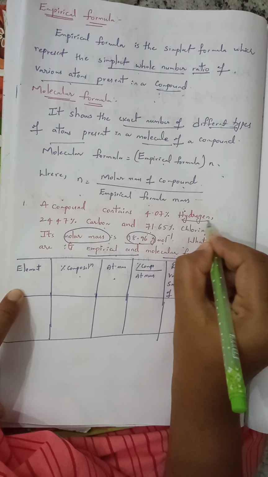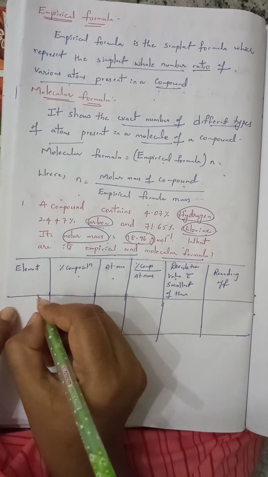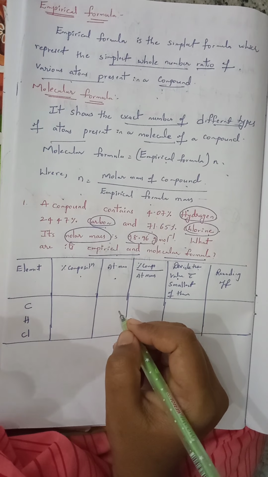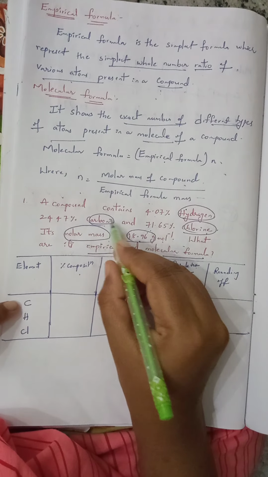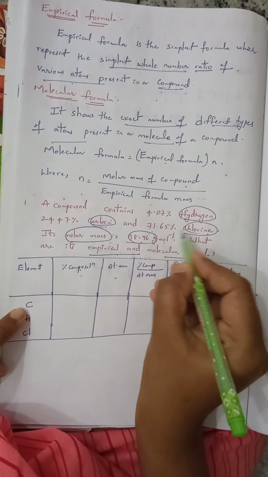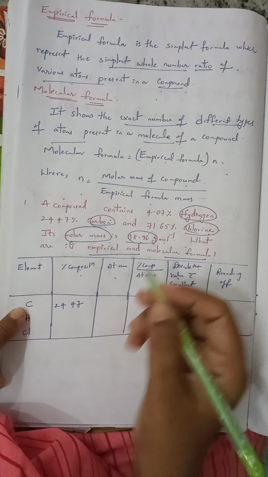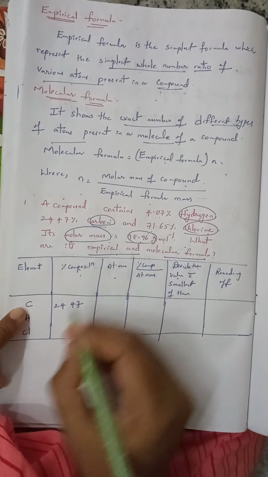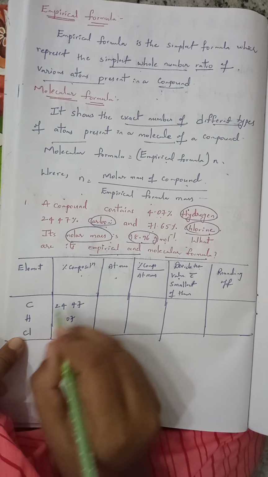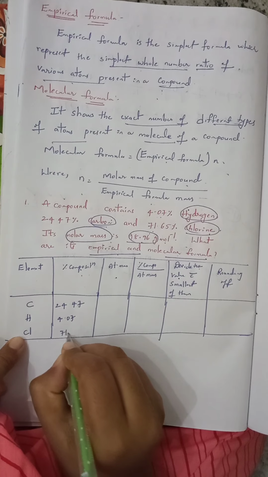So first find the elements. What are the elements here? We have hydrogen, carbon, chlorine. First I am writing carbon, hydrogen, chlorine; you can write in any order. What is the percentage composition of carbon? Carbon is 24.47. Hydrogen percentage is 4.07. Chlorine percentage composition is 71.65.